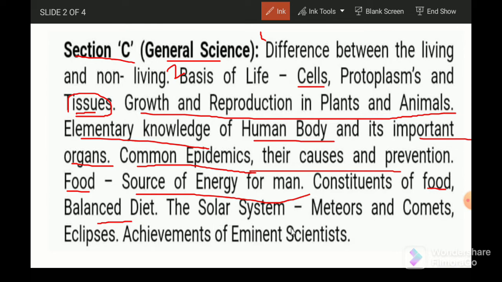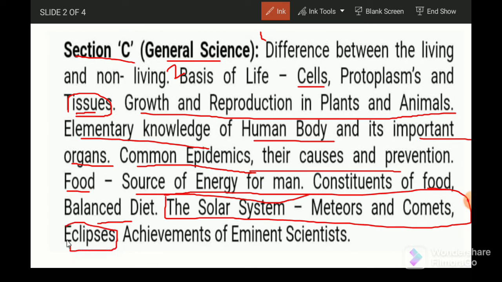The solar system, the meteors, comets, eclipse, and yeah, this topic actually comes under geography according to my knowledge. I don't know why they have given it over here, but yeah, we'll try to look over this topic also. I'm not sure about this topic, but I'll try to complete at least a part of it. Then achievements of scientists, so this also can be done.